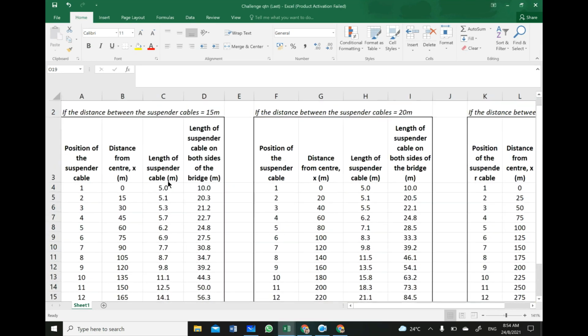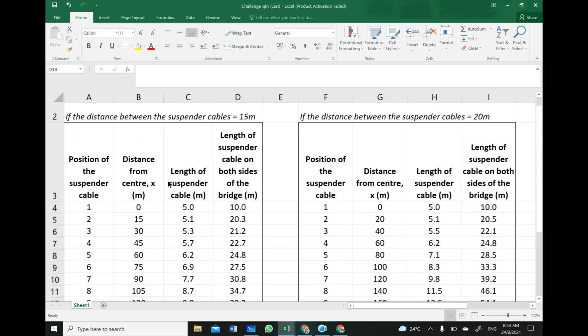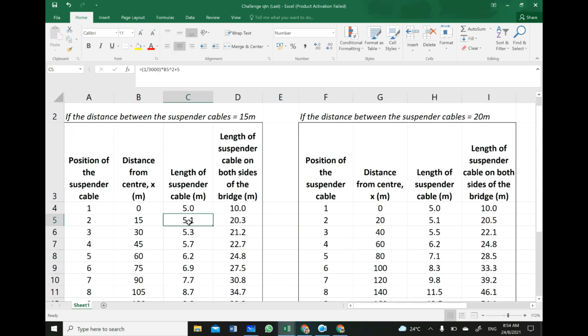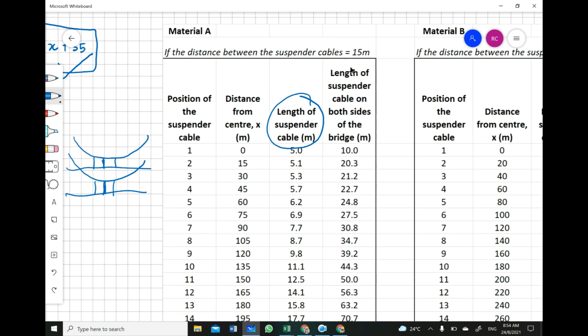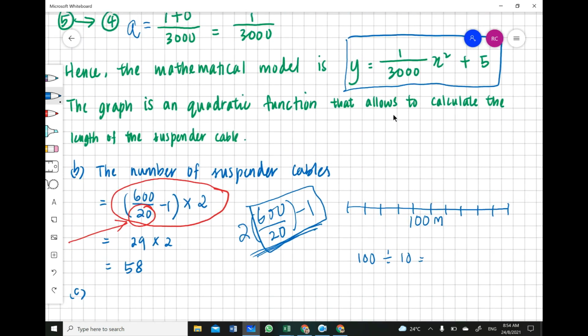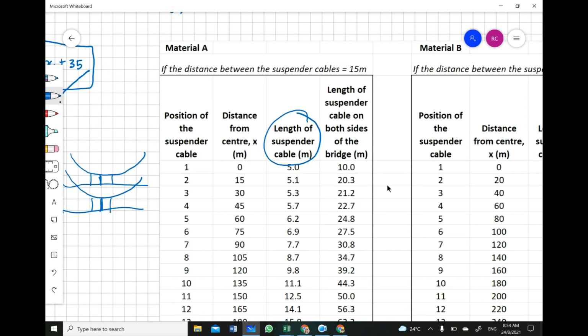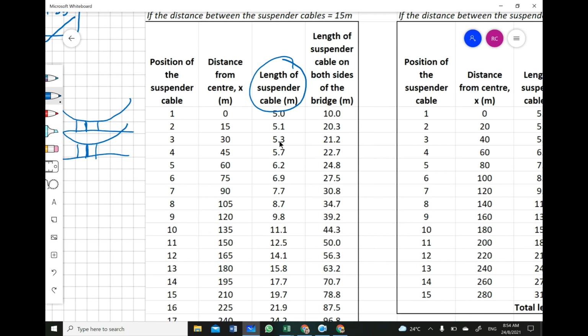That's why they ask you to use the spreadsheet to show it. This part over here, how do I get it? Because I used 1 over 3000 multiplied by B5. This is cell B5, the distance from the center, 15, to the power of 2, plus 5. I follow exactly the formula that we have gotten from here. So we will get 5.1 and so on. You see the rest of it.